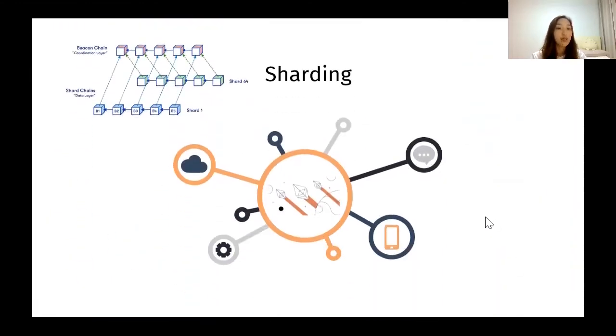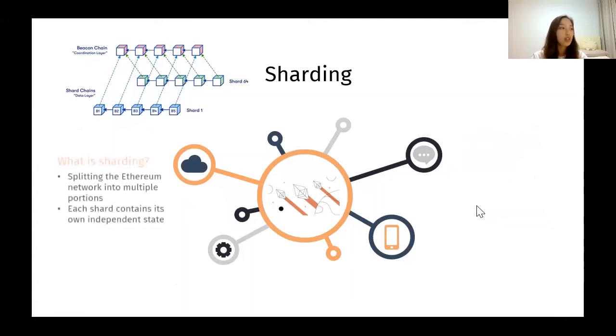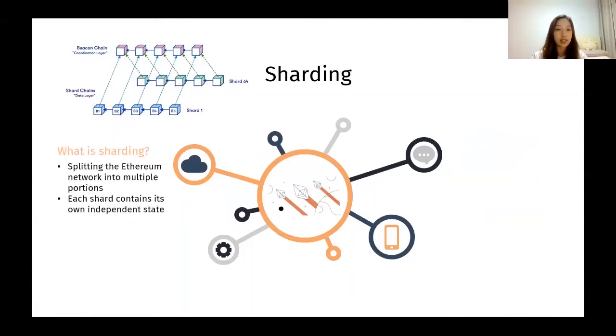And next we have sharding, which I mentioned under proof of stake. So sharding refers to the splitting of the entire Ethereum network into multiple portions called shards. So each shard would contain its own independent state, meaning a unique set of account balances and smart contracts. So sharding is the most complex Ethereum scaling solution, and I'll explain more on scaling in a later video.